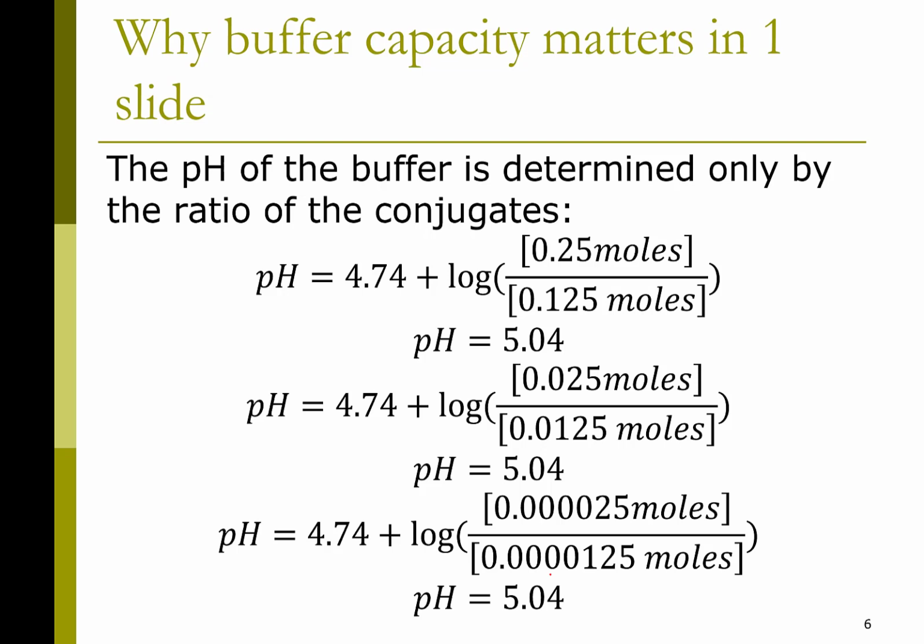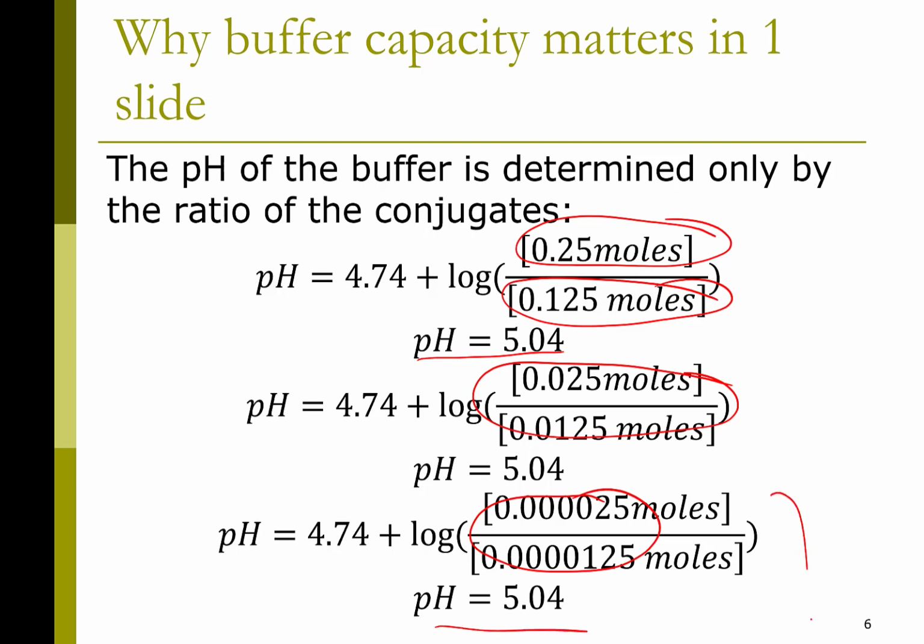The reason this is important is if you consider what Henderson-Hasselbalch is implicitly telling me about pH. The pH of the buffer is really solely determined by the ratio of the conjugates. And so if I have 0.25 moles over 0.125 moles, that's a 2-to-1 ratio. Quite frankly, any 2-to-1 ratio will give me exactly the same pH. If I were 0.025 over 0.0125, still pH 5.04. Or throw a whole bunch of other zeros in there, as long as the ratio ends up being 2 to 1, it's still 5.04.